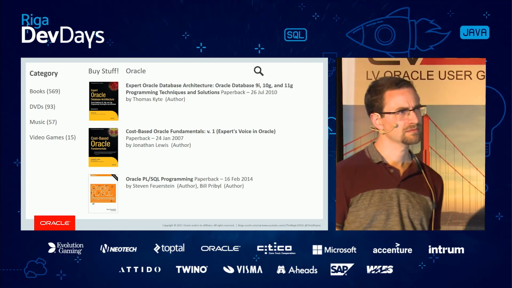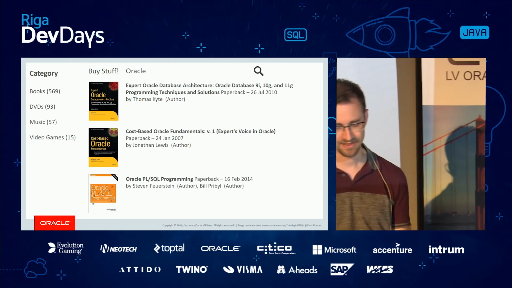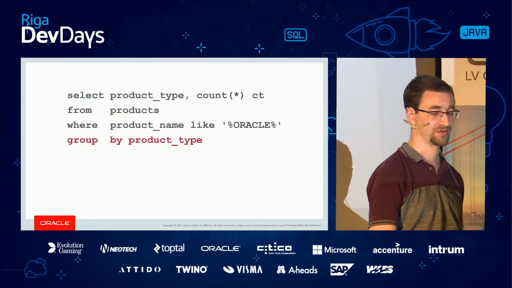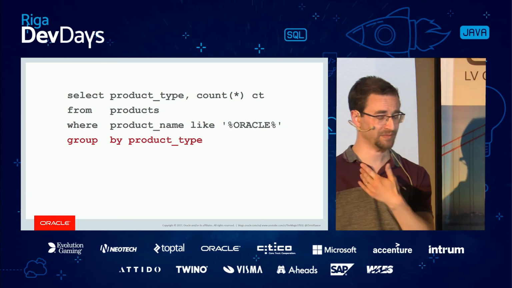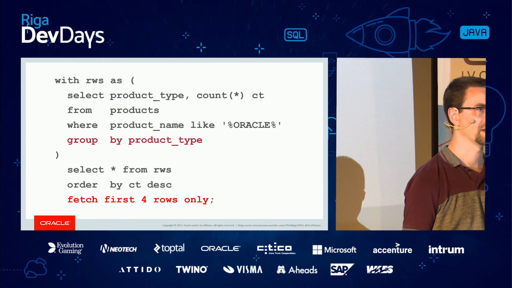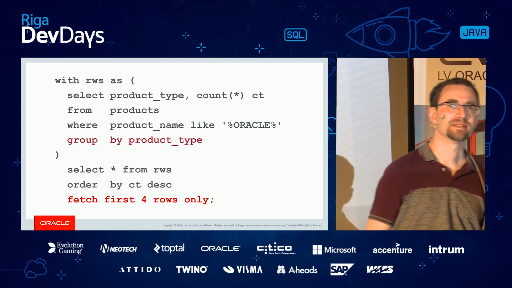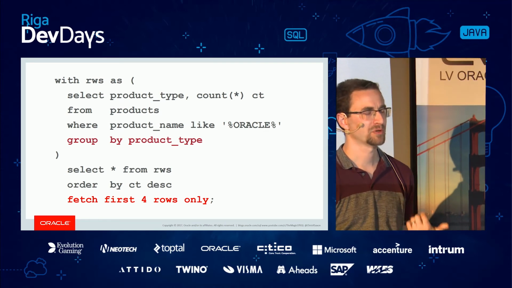So how do you do this? Well, this is fairly straightforward and fairly easy. It's a two-step process. First up, we just search for the products, group by product type, category, and then do a top n of those. So we get the first 4. So that's fairly easy to do, but there's a potential problem with this.